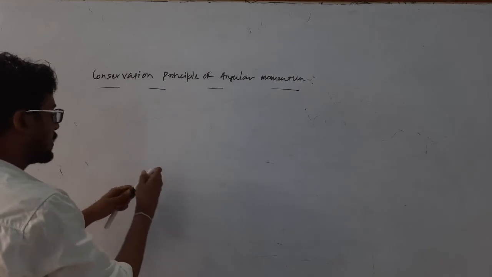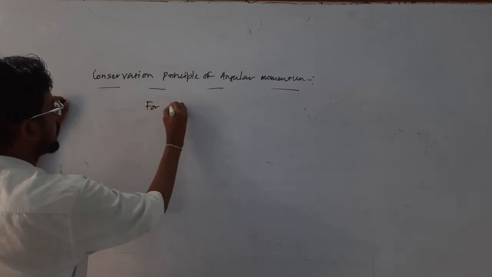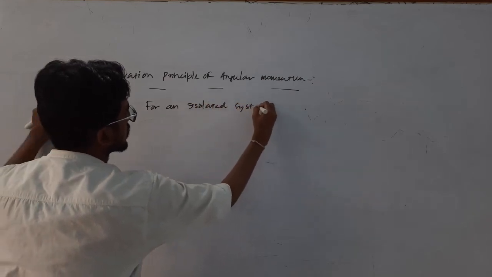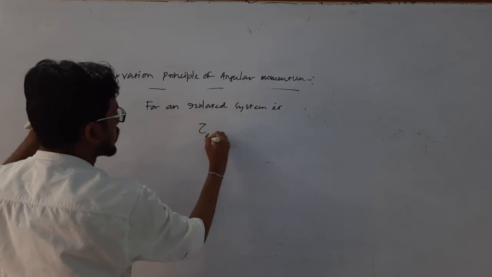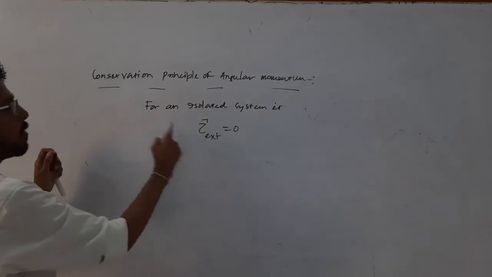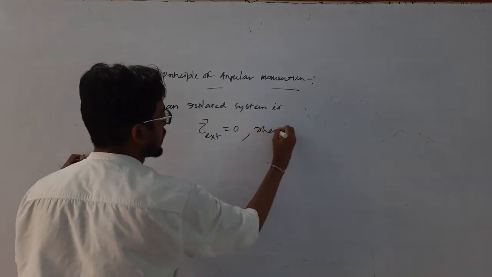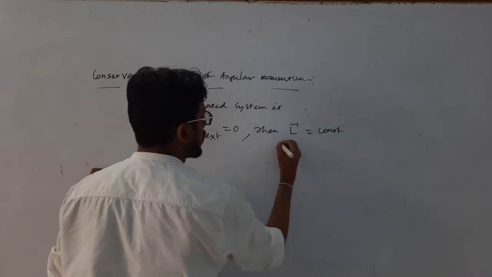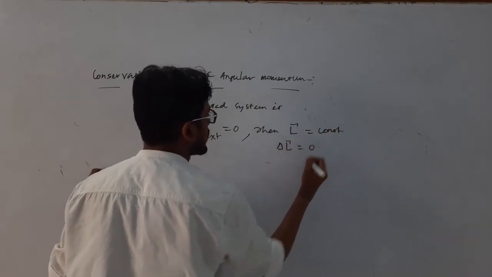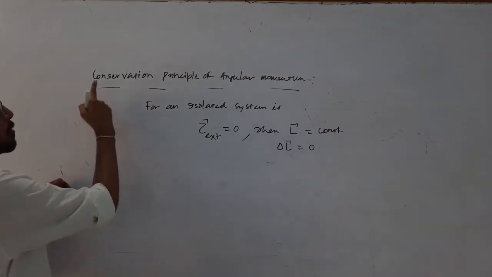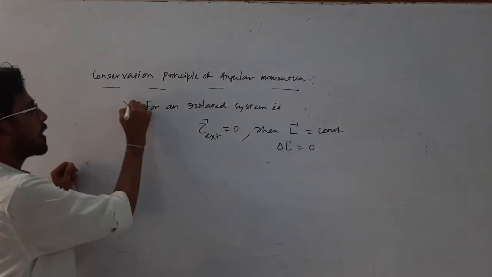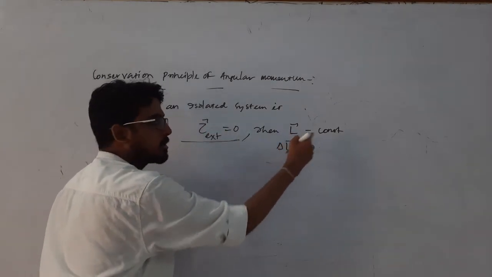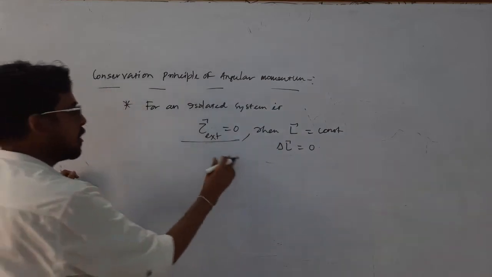So this states what? For an isolated system, if tau external is zero, that means no external torque is acting, then the angular momentum is constant or the change in angular momentum is zero. Clear? So you have to remember this. Conservation principle of angular momentum is what? For an isolated system, external torque is zero, then the angular momentum is constant or change in angular momentum is zero. So we can prove this.